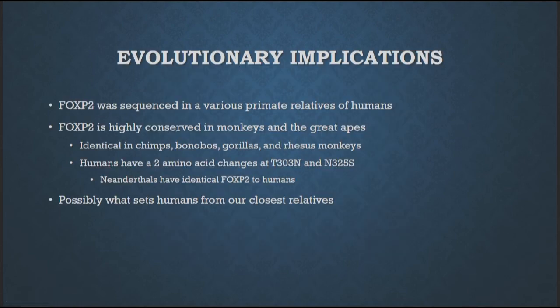So the FOXP2 gene also provides some insight on human evolution. FOXP2 was sequenced in humans and in several primate relatives. Across different apes and monkey species, the FOXP2 sequences are identical. Interestingly, humans and Neanderthals both have identical mutations to FOXP2: a threonine at position 303 to asparagine, and an asparagine at position 325 to serine. Perhaps this gene is what sets apart human speech from animal noises.